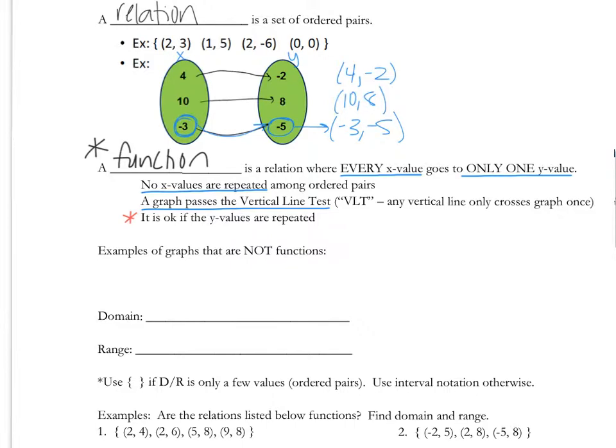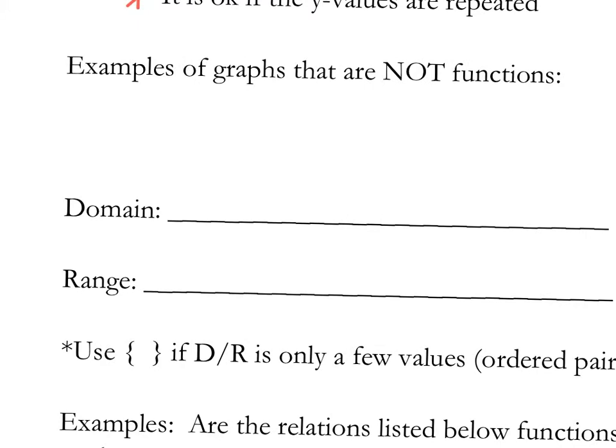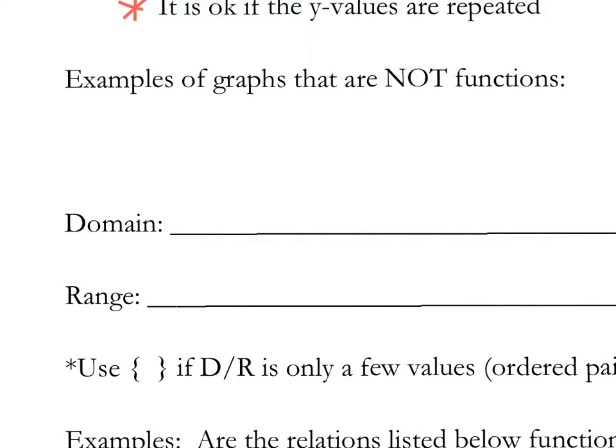Okay, so examples of graphs that are not functions. I wanted to give you a couple of graphs that are not functions. So if you have a standard xy coordinate plane, what if you had a, I don't know, a sideways parabola? Like this. Here's your graph. So here's what the vertical line test says. You can draw a vertical line on the graph anywhere, and if it touches the graph in more than one place, that makes it not a function.